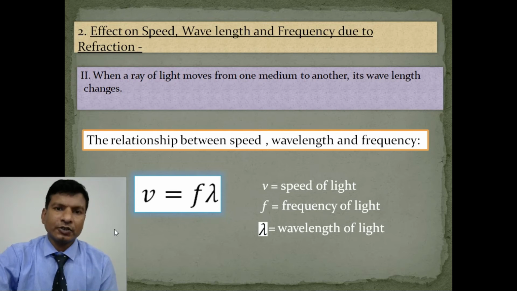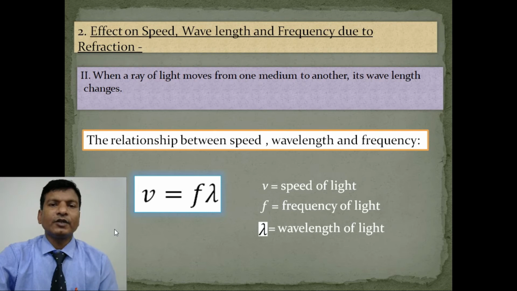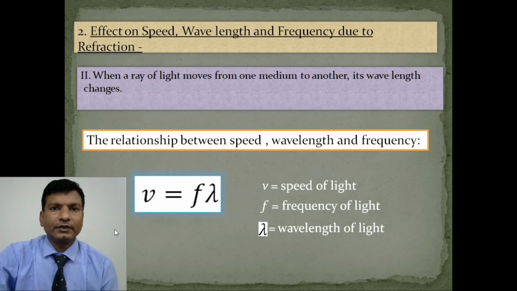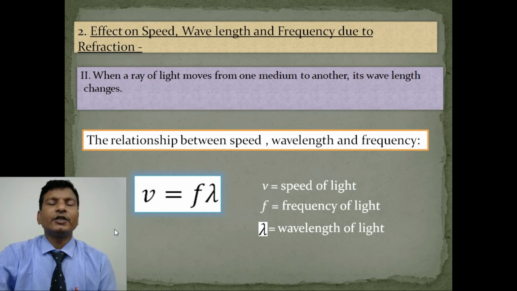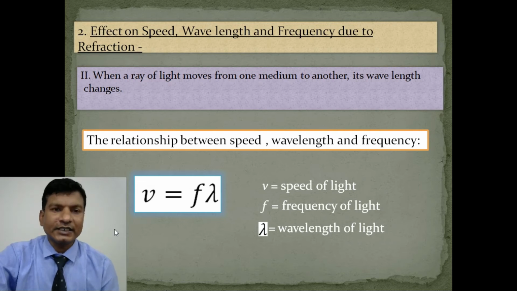light ray also changes. So, when the ray of light moves from rarer to the denser medium, what happens to the wavelength? The wavelength of the light decreases. And when the ray of light moves from denser to the rarer medium, what happens to the wavelength? The wavelength of light increases.